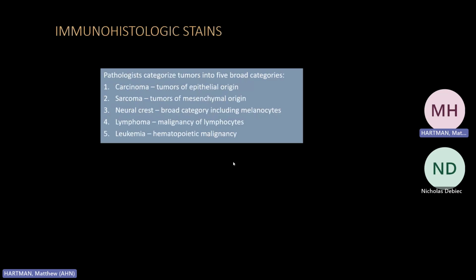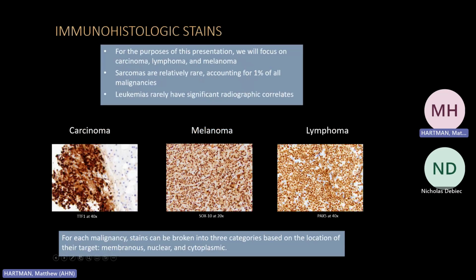So let's talk about pathology, how pathologists think about tumors. There are 5 categories. So again, this is another very important topic that I want everyone to understand, that pathologists categorize tumors into carcinomas, sarcomas, neural crest, which will include the melanocytes, lymphoma, and leukemia. Sounds easy. But as you guys know, it's very complicated, and that's why it's a 4-year residency.